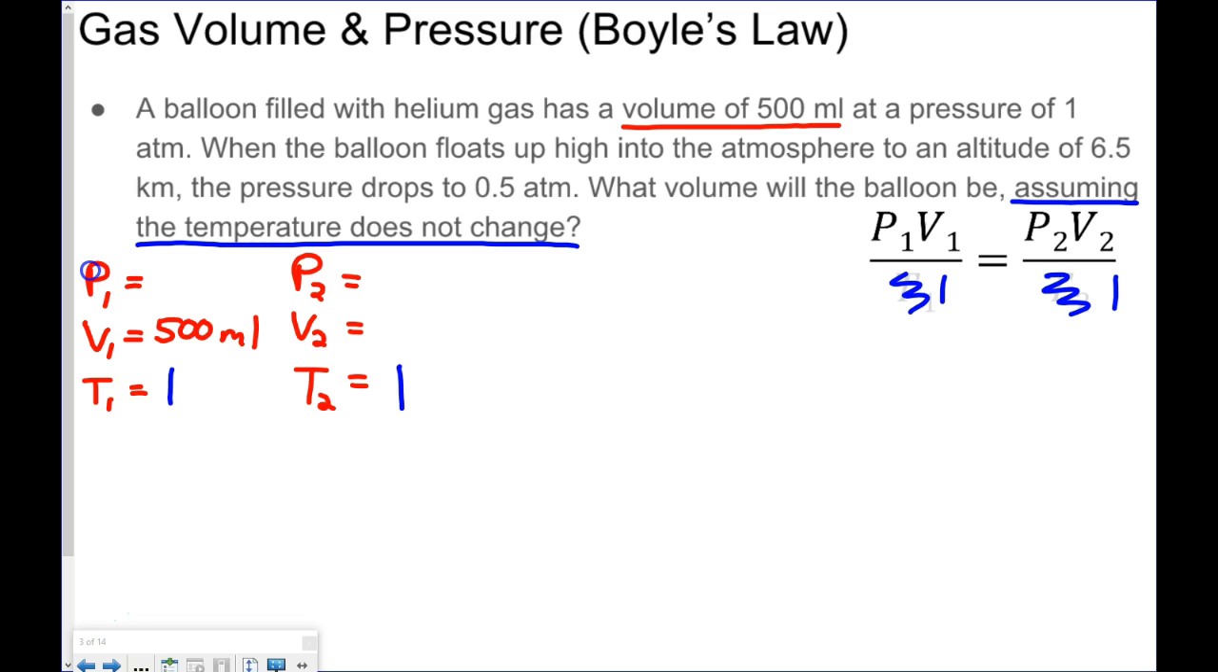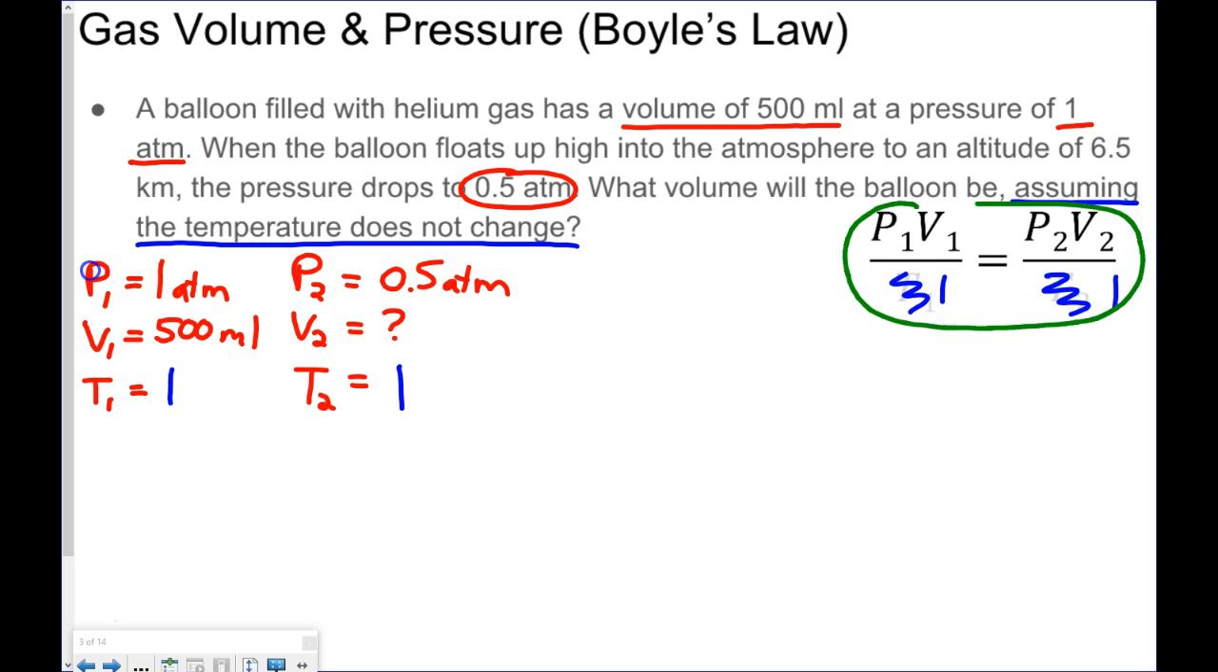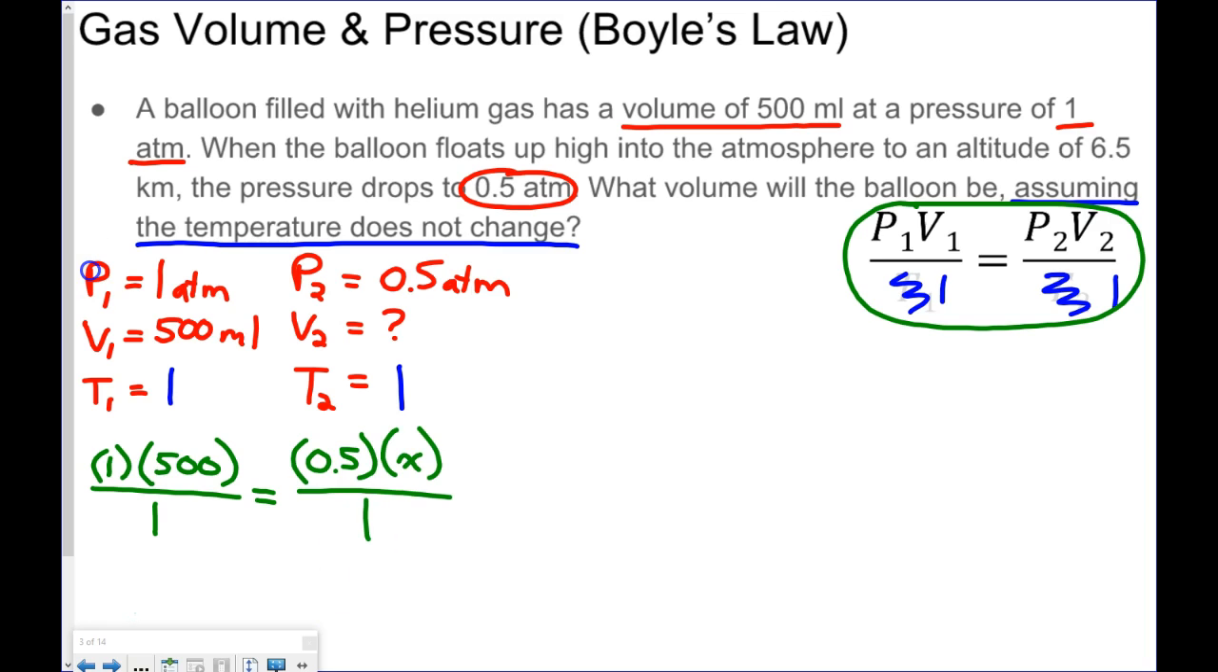My initial volume, 500 mLs. My initial pressure, 1 atmosphere. The question is, what is going to be my new volume when the pressure is 0.5 atmospheres? So my second volume is going to be the unknown. P1 V1 over T1 equals P2 V2 over T2. I'm going to fill those in with my numbers now. X, in this case, is going to solve out to be 1,000 mLs. So the volume goes from 500 mLs to 1,000 mLs. That balloon might pop.